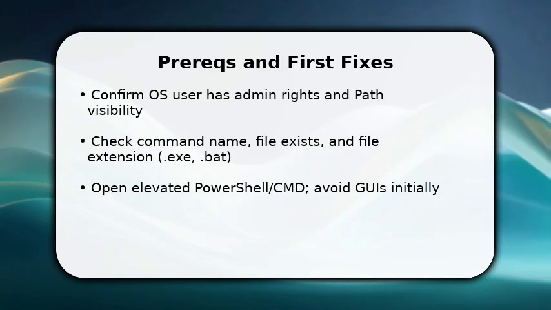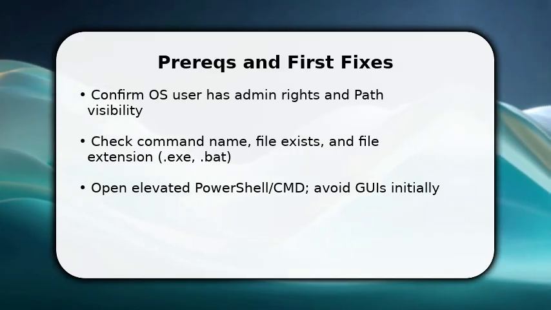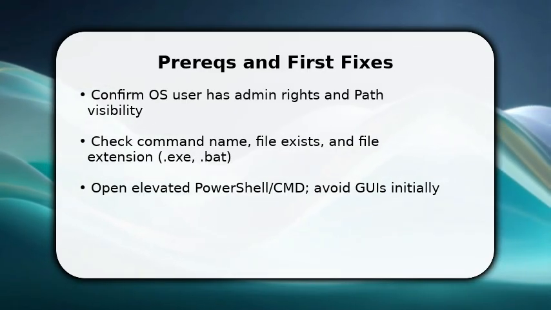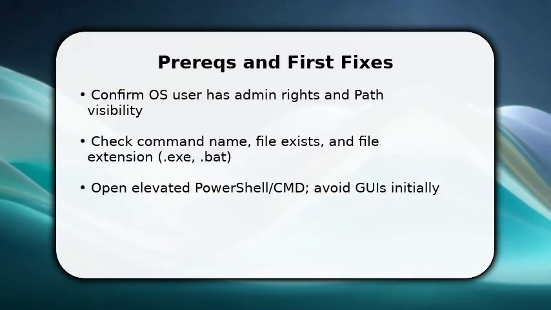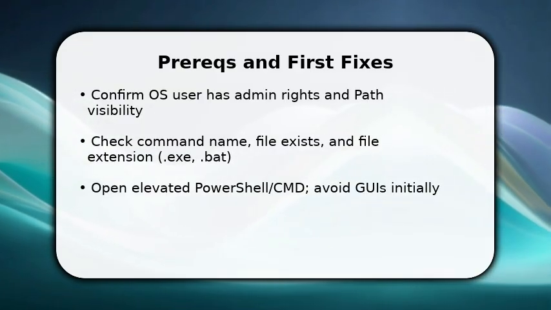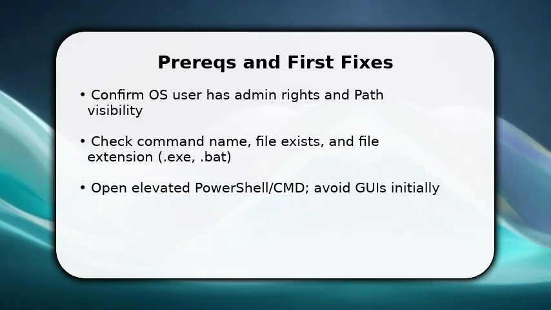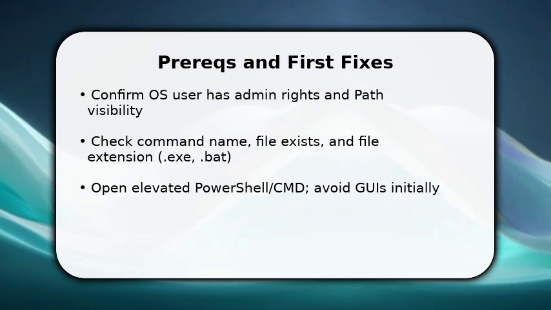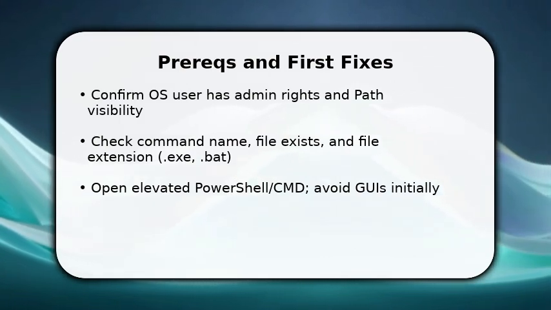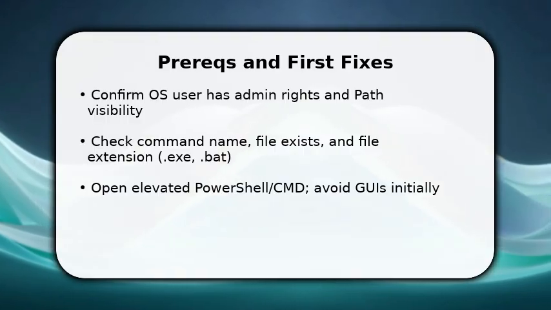This avoids permission surprises. Next, inspect the path environment variable immediately. You want the folder containing the executable listed. If it's missing, prepare the exact folder path for the next step. Make sure to note whether the file has an exe, bat, or no extension to avoid name mismatches.